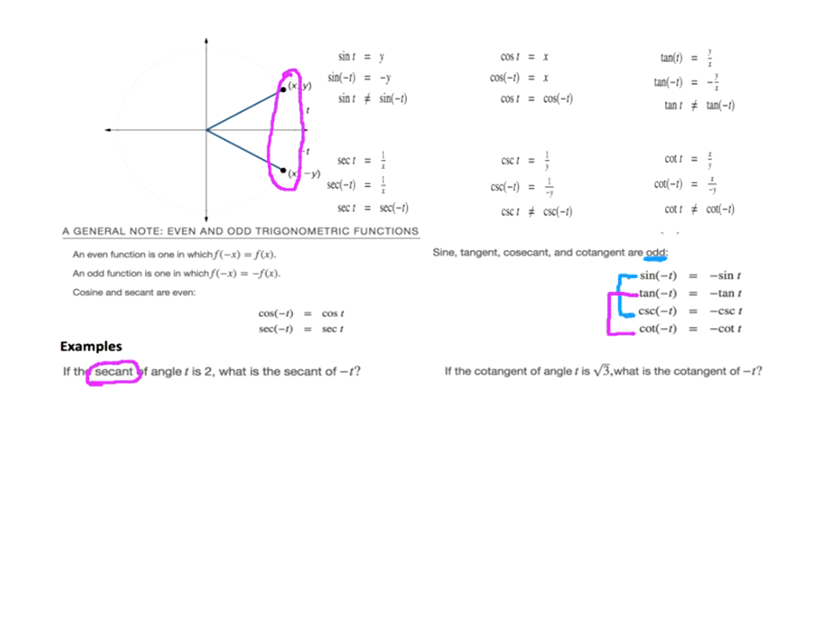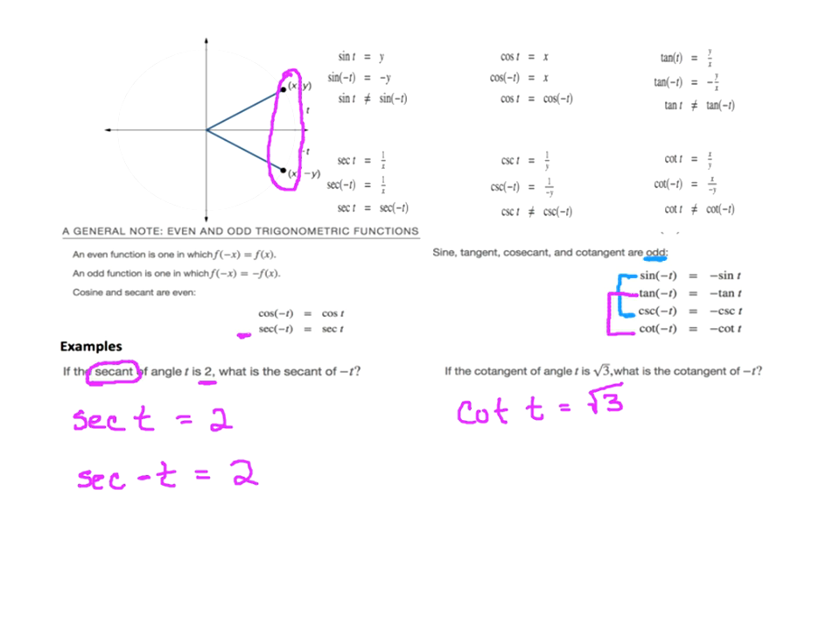All right, so the secant, which we already know to be an even function. We're told that the secant of angle T is 2. So the secant of T is 2. What about if we plug in a negative angle? Well, since it's even, we know it's still going to be 2. Nothing's going to change about it.